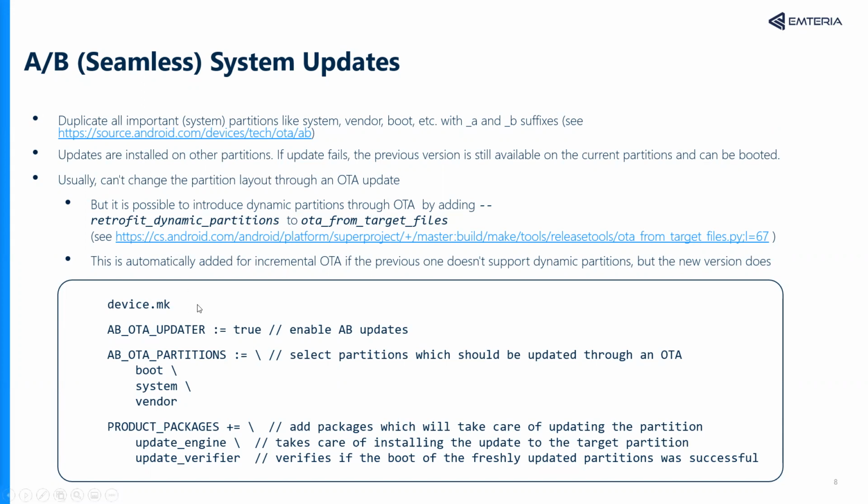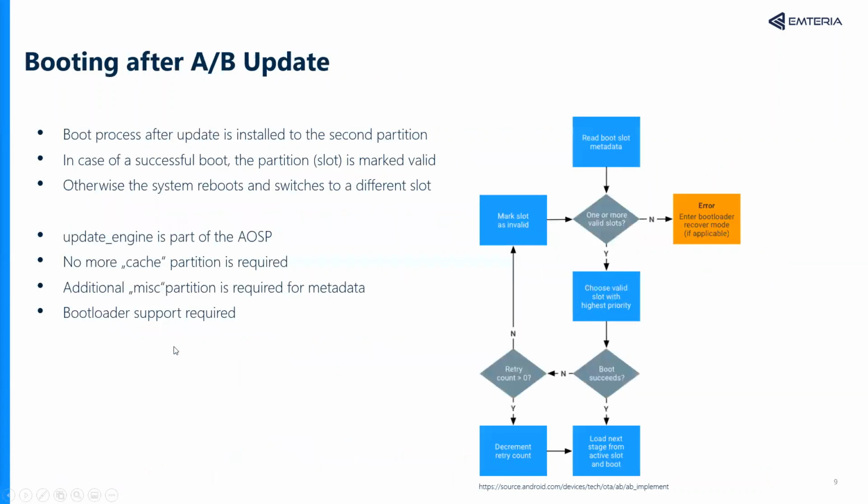So you can enable OTA updates, A/B updates in the device makefile with the definitions you can see here. And basically, when the update is done, you reboot the system, and then the bootloader follows a specific path where it checks if the new system slot is bootable, and if yes, it says, "Oh, great, that works." And if not, it falls back to the original slot and boots the system again. So you can be sure that there is always a workable partition, and you can always boot your system regardless of the update state.